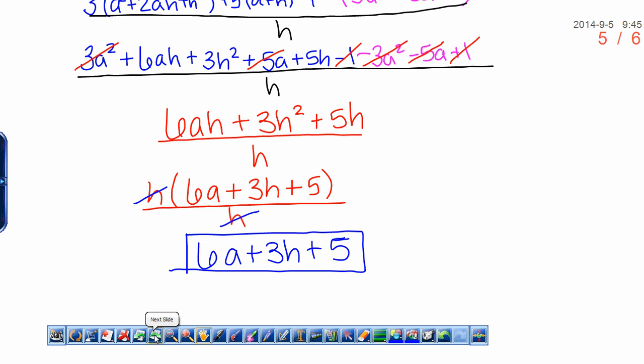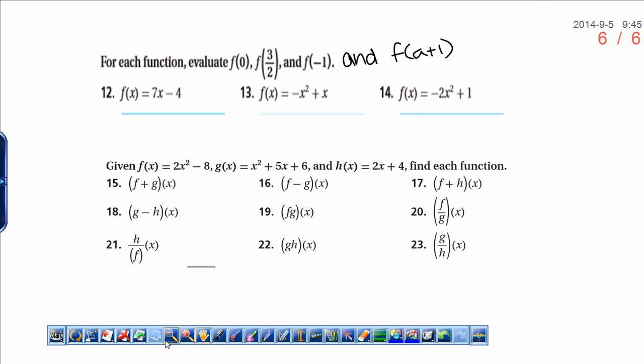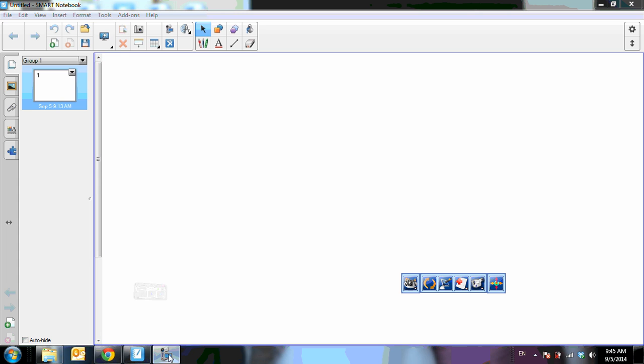Alright, you've got about no time. But here's your homework if you had time. One thing I do want to point out to you real quick: everyone freeze. On your timeline, it says, for these guys, also evaluate f of a plus 1. So make sure, in addition to f of 0, f of 3 halves, and f of negative 1, you also do f of a plus 1. Just because it's a weekend doesn't mean you get to bail on your homework. Make sure you do this because we need it for Monday. Thank you.